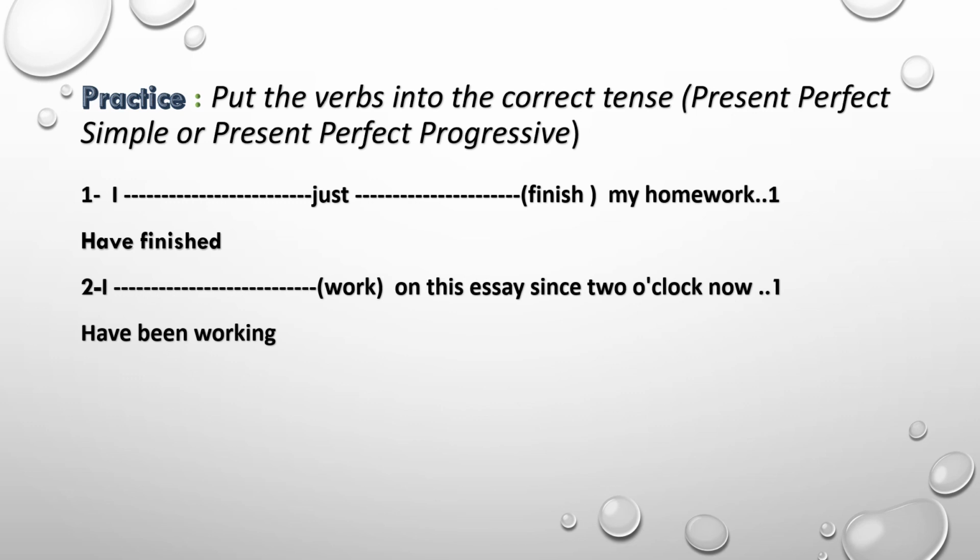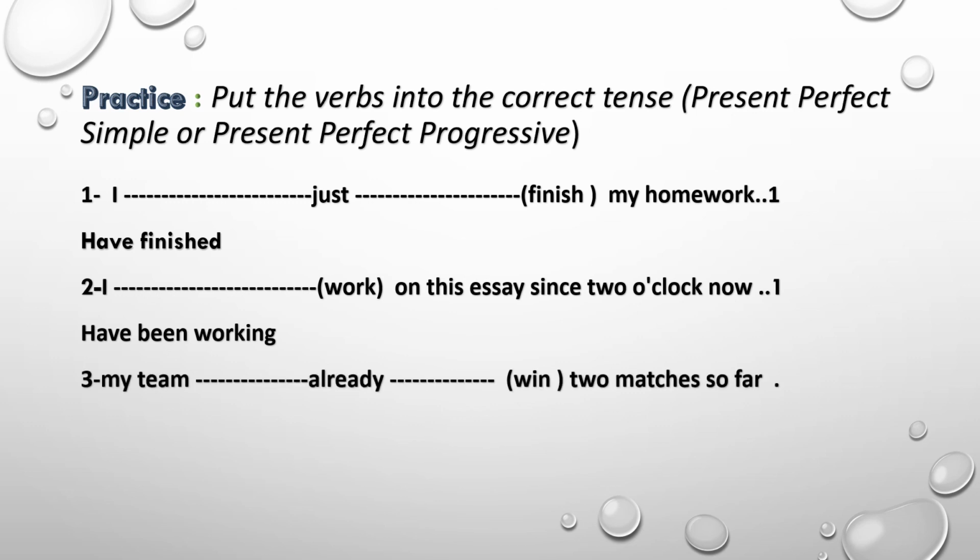The third one. My team already won the match, or won 2 matches so far. So here we have already. With already we use present perfect simple. So the correct answer is: my team has already won 2 matches so far.